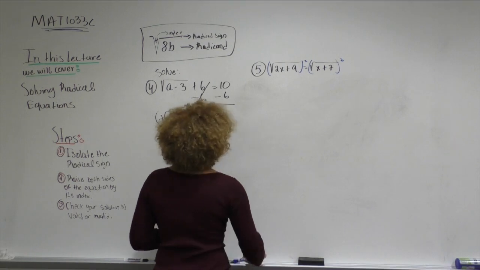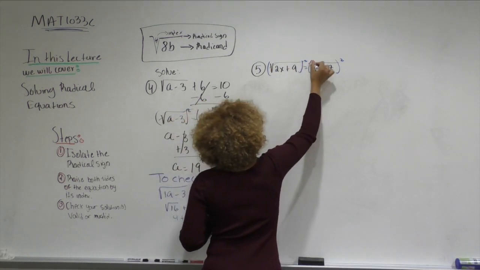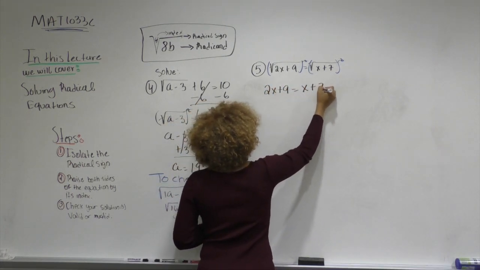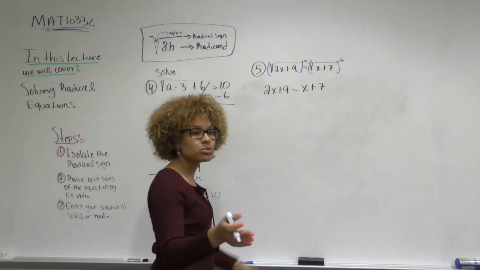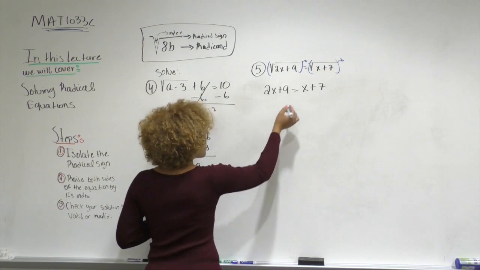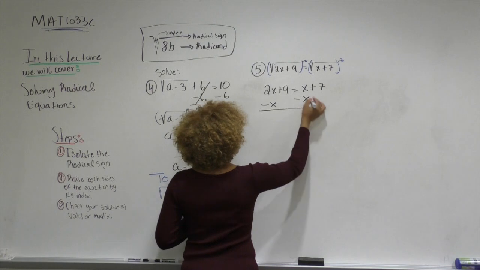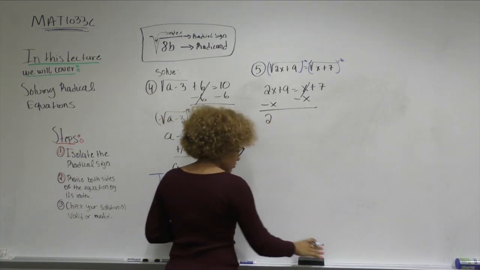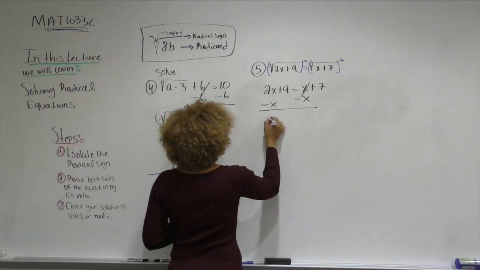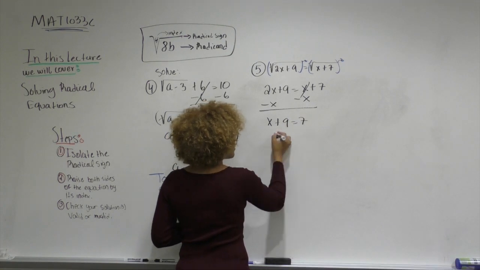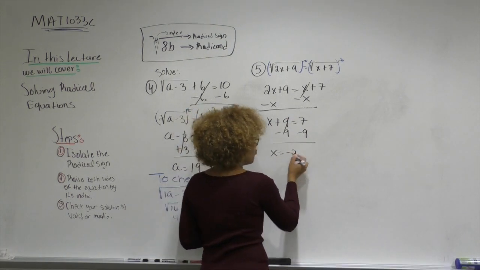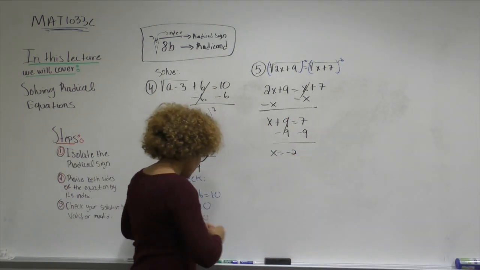Okay. That and that will cancel. I am left with 2x plus 9 equals x plus 7. And now I simply have to solve for x. So I'm going to put all my x's on the same side of the equal sign and my numbers on the other side. 2x minus x gives you 1x. Plus 9 equals 7. I'm going to subtract the 9. So x equals -2.